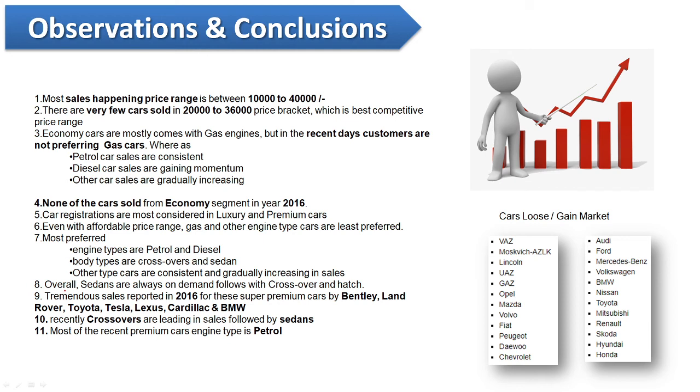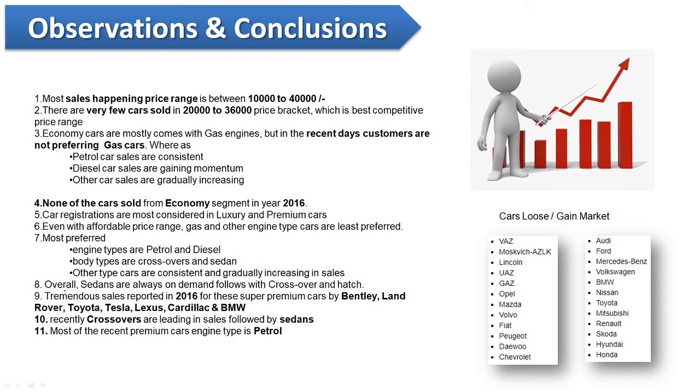The other observation here is that car registrations are mostly considered in luxury and premium cars. It is okay to some extent; economy cars don't have a registration, but still customers are willing to buy for several reasons. Even with affordable price ranges, gas cars and other engine types are least preferred. The most preferred engine types are petrol and diesel, as I said previously, and the body types are crossovers and sedans. Other car types are consistent and gradually increasing in sales.